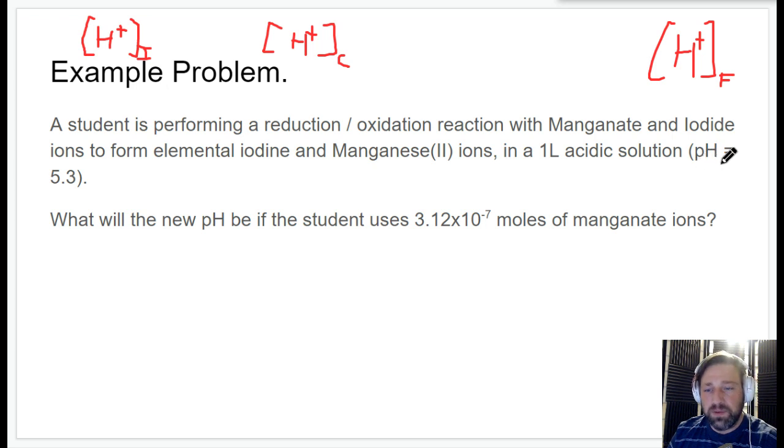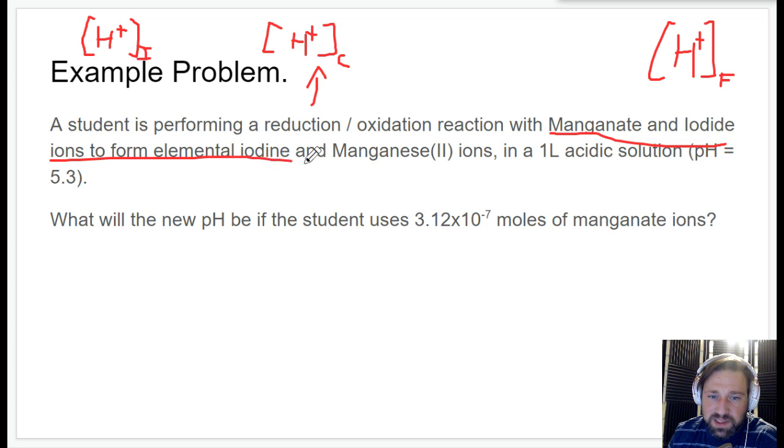It's pretty simple to go from pH to the initial, so I'm not going to worry about that right now. I'm just going to figure out this first. How do we know how much the hydrogen ions change? Well, they give us a reaction. They don't give us the formula, but they give us this word formula for it.